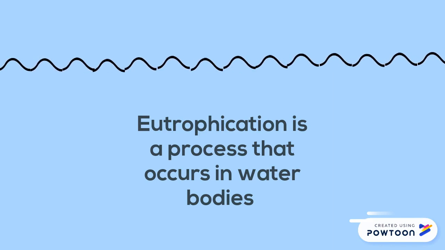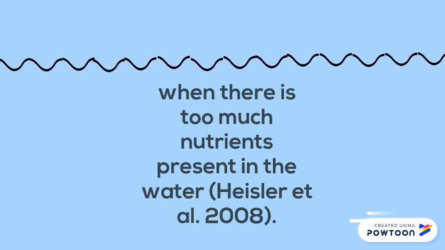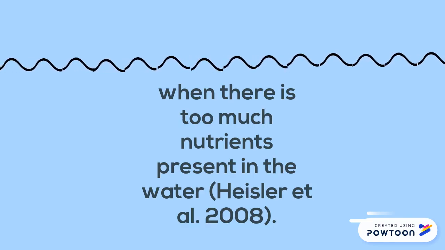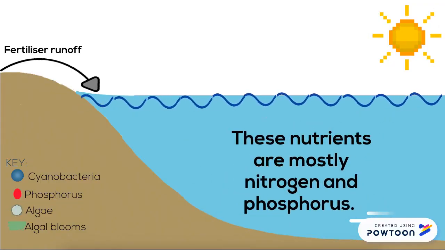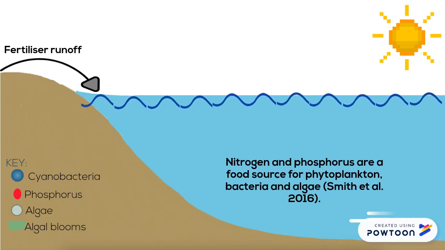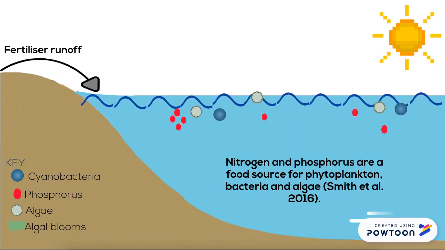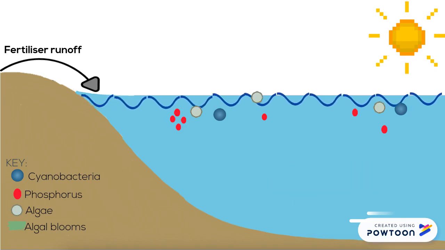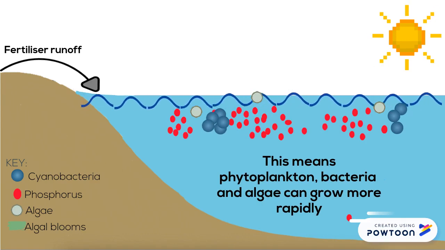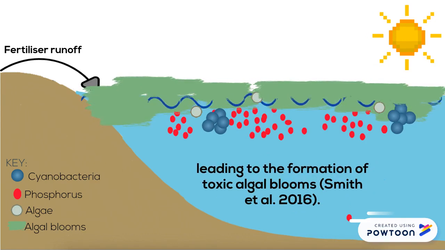Eutrophication is a process that occurs in water bodies when there is an excess amount of nutrients present in the water. These nutrients are mostly nitrogen and phosphorus, which are a food source for phytoplankton, bacteria, and algae. In the presence of excess nutrients, these organisms will grow very rapidly and eventually will lead to the formation of toxic algal blooms.